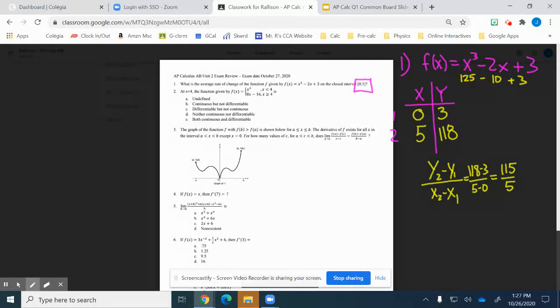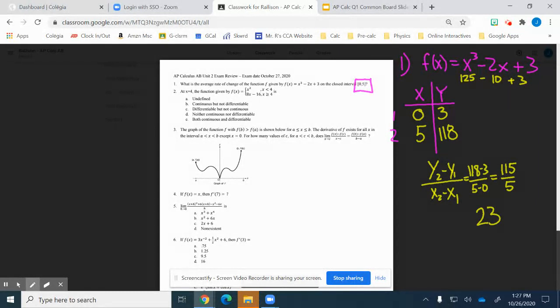And y1 is 3, y2 I did correctly, 118, 0 and 5. So 115 divided by 5 is going to be 23. So that's the answer to that one. The average rate of change was 23. That's the slope. Quite a slope, isn't it?